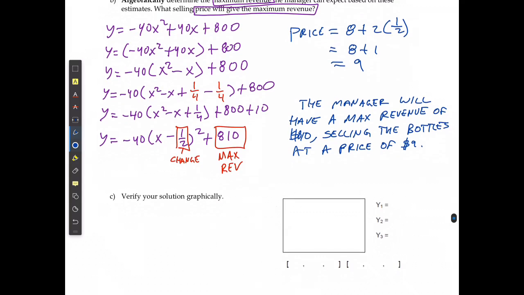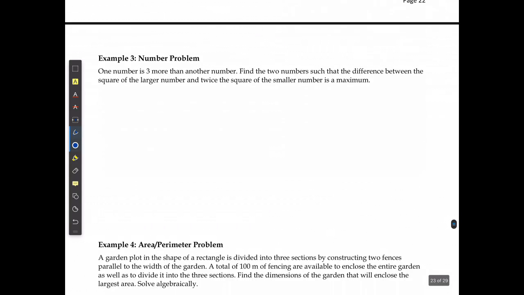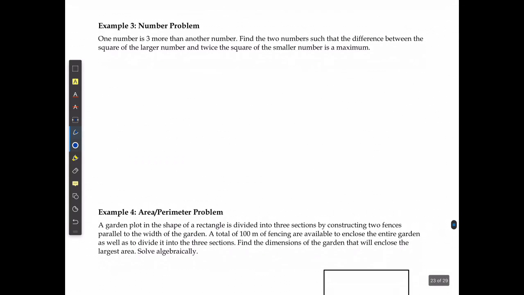Solve for your vertex. So that was a revenue problem. Let's take a look at a number problem.